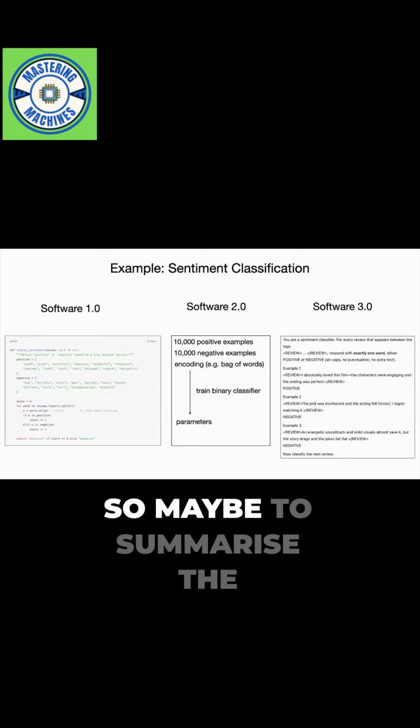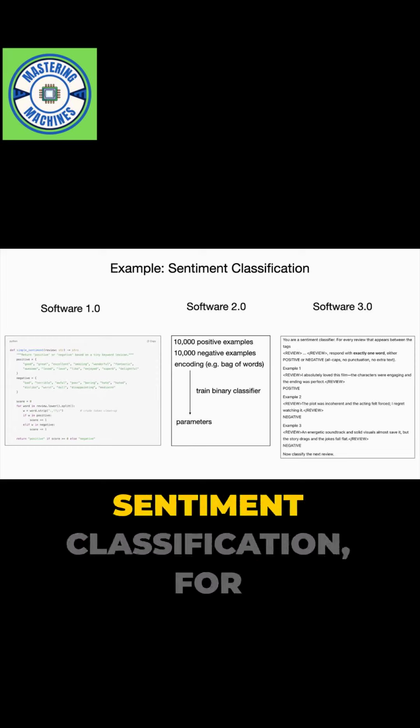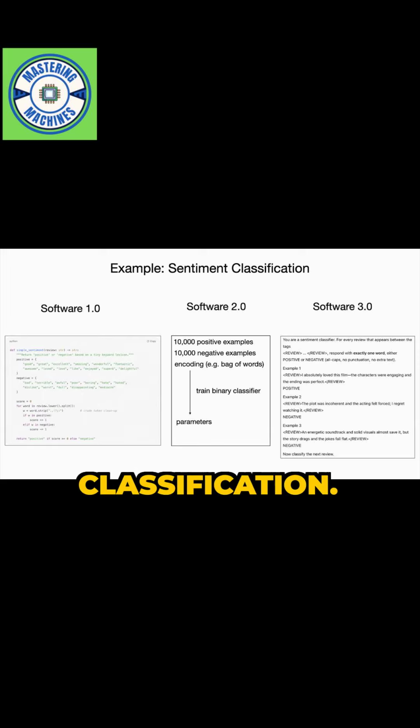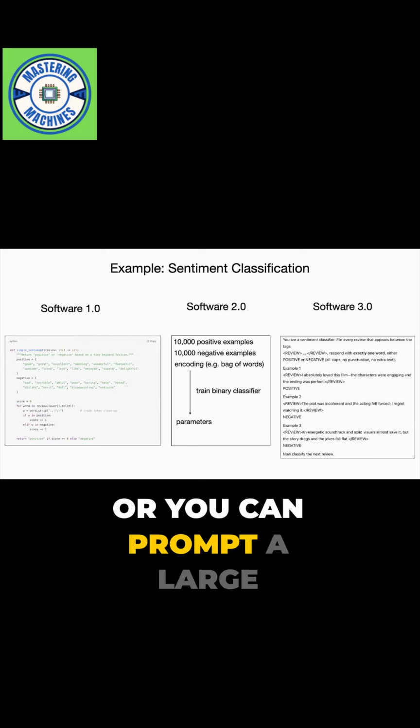So maybe to summarize the difference, if you're doing sentiment classification, for example, you can imagine writing some amount of Python to basically do sentiment classification, or you can train a neural net, or you can prompt a large language model.